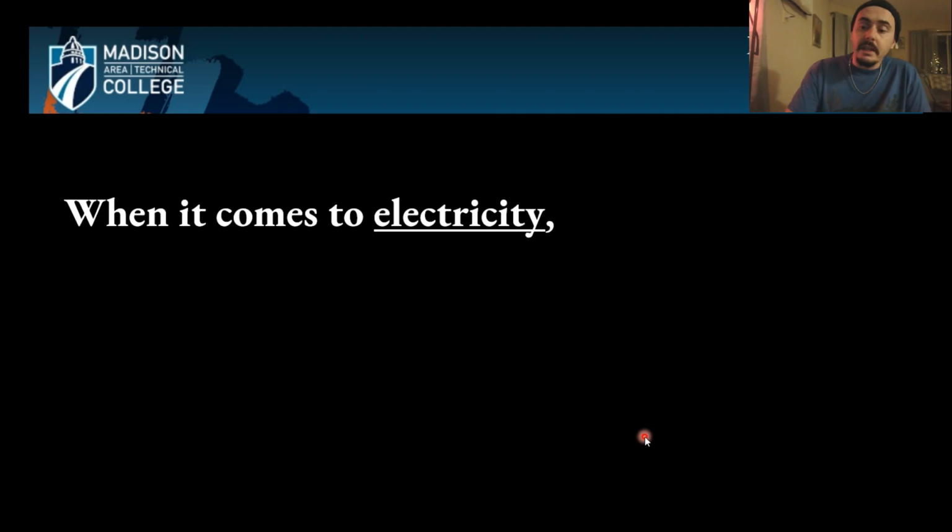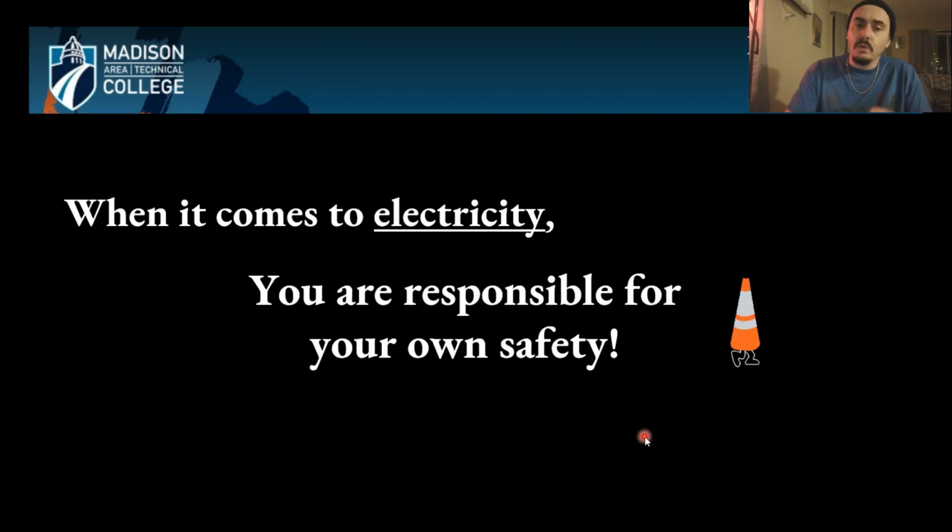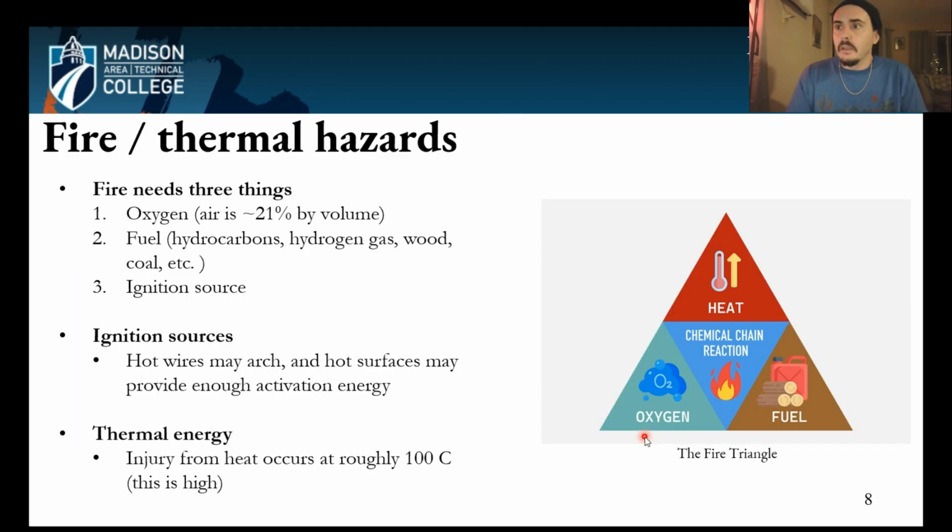All right, so when it comes to electricity, you are responsible for your own safety. See, there's a theme here. All right, next we're going to talk about fire and thermal hazards.